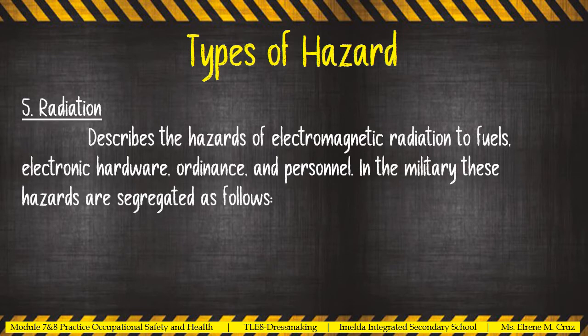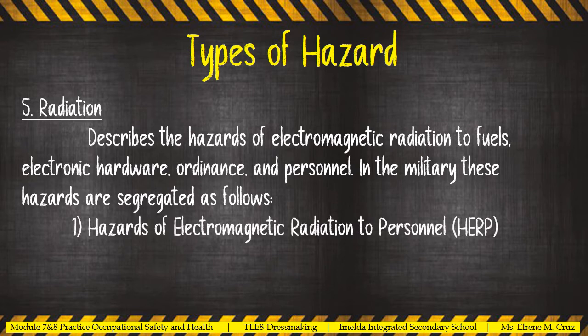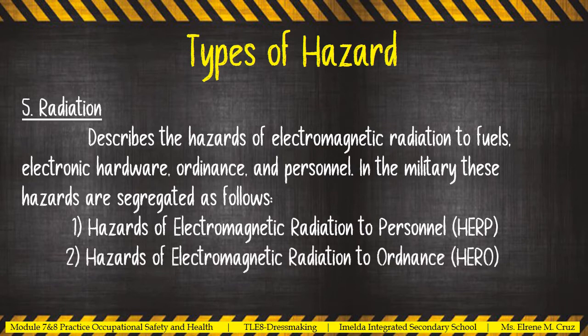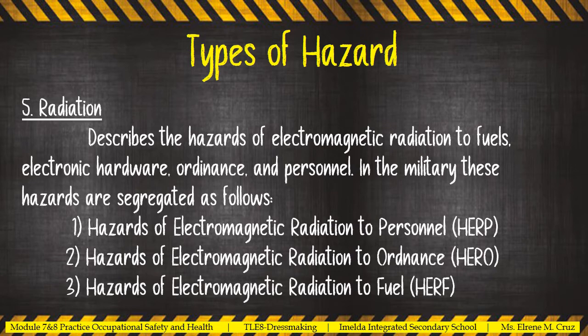Number 5. Radiation describes the hazards of electromagnetic radiation to fuels, electronic hardware, ordnance, and personnel. In the military, these hazards are segregated as follows: hazards of electromagnetic radiation to personnel, or HERP; hazards of electromagnetic radiation to ordnance, or HERO; hazards of electromagnetic radiation to fuel, HERF.